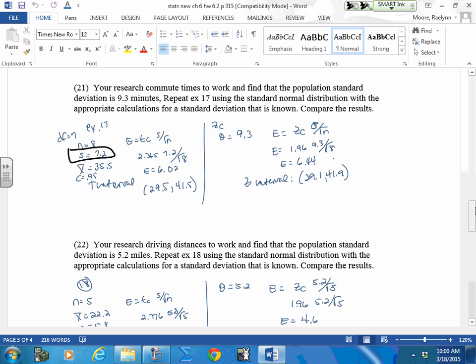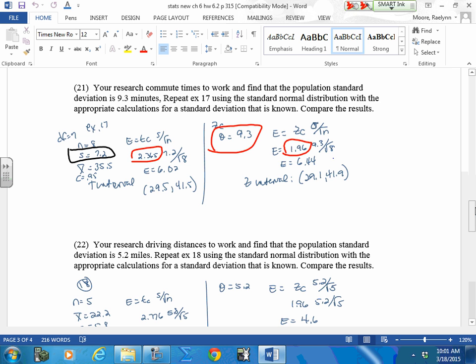Now, in this one, they gave us a population standard deviation. They said, from previous studies, surveys, whatever, we know our population standard deviation. Now you're going to use a z-score. However, because they do this, they change the standard deviation. So you really can't tell the difference in the interval. But you can tell the difference right here.